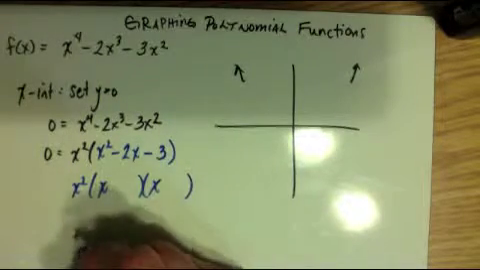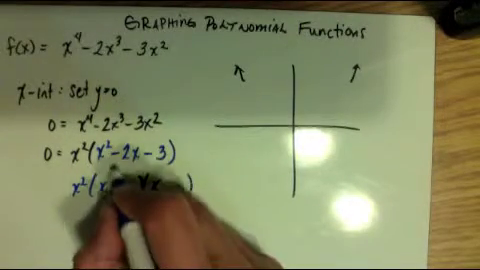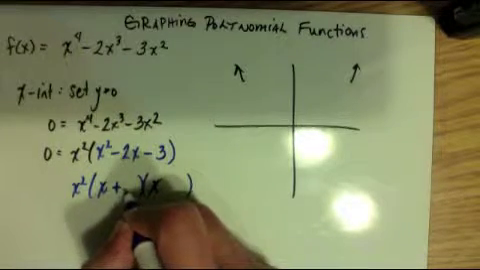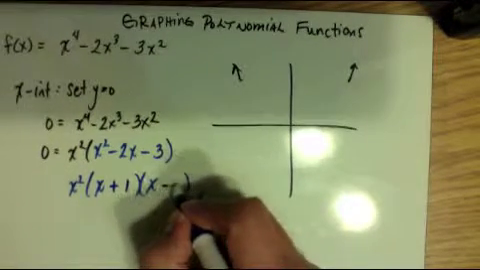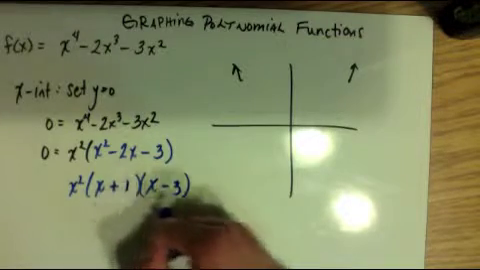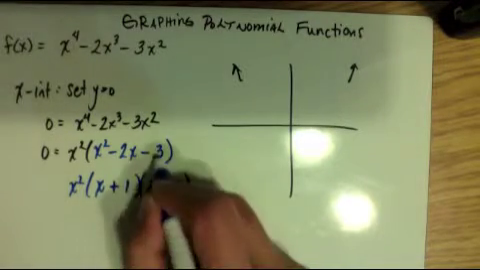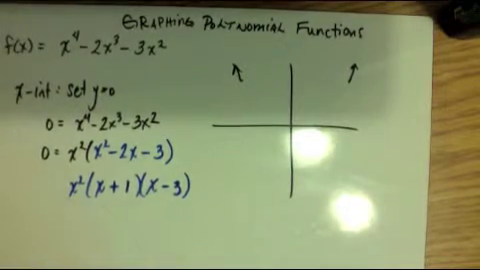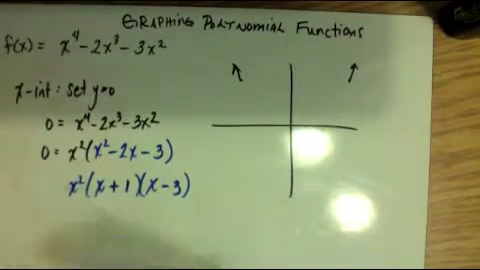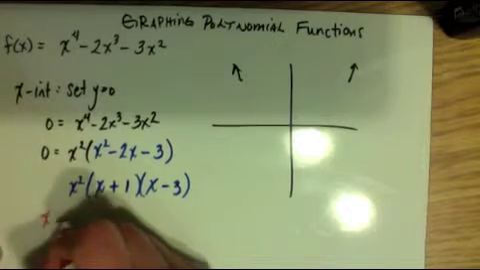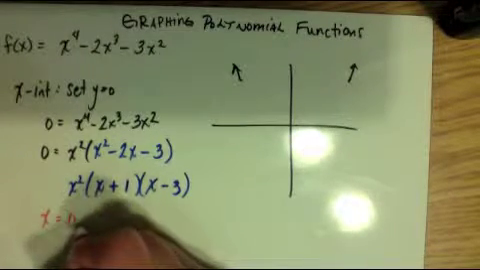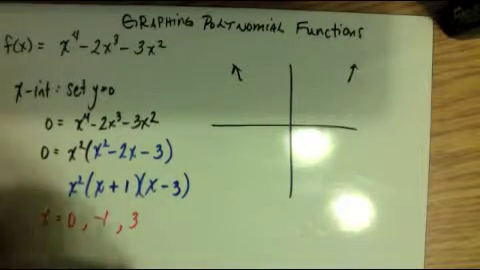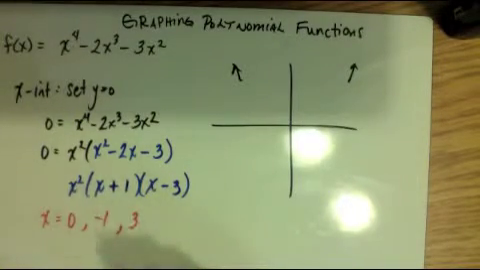x times x gives us x squared. Factors of negative 3 that give us negative 2: well, we need a positive 1 and a negative 3. 1 minus 3 is negative 2, and 1 times negative 3 is negative 3. Now our factors, or x-intercepts, are 0, negative 1, and positive 3.